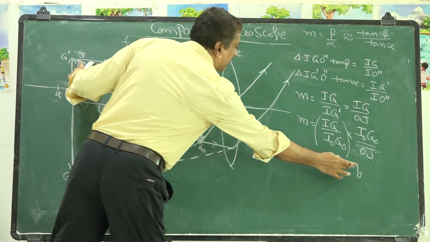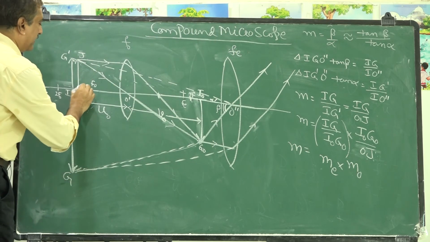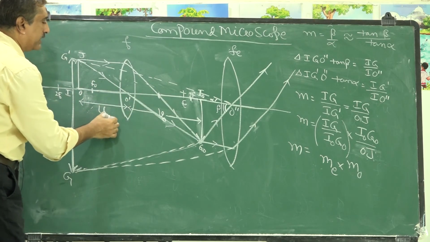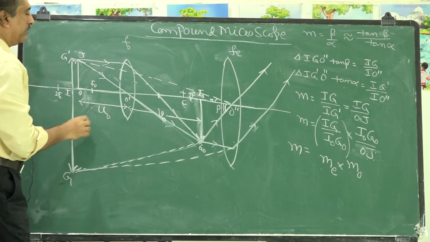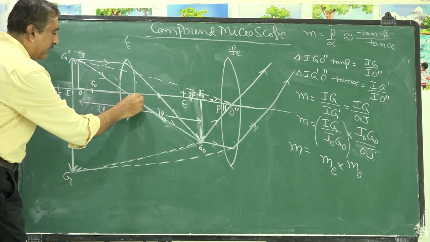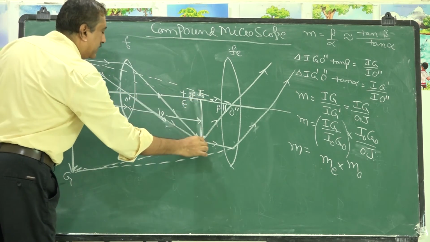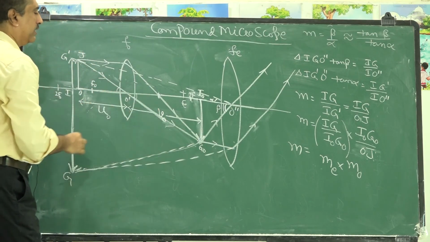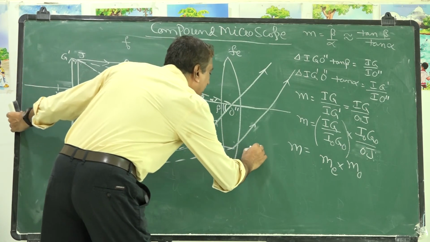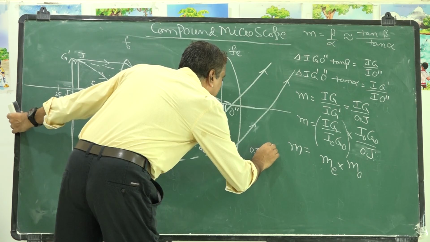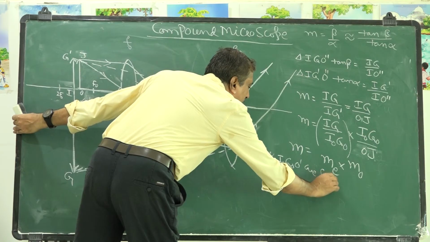First we derive the magnifying power of the objective. So this is the objective lens. It has object distance u naught and image distance v naught. This is the image formed by this objective lens. Actually this angle and this angle are equal. That means OJ O dash and I naught G naught O dash are similar triangles.